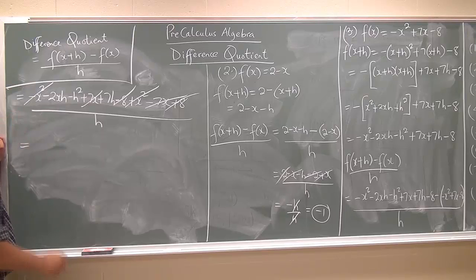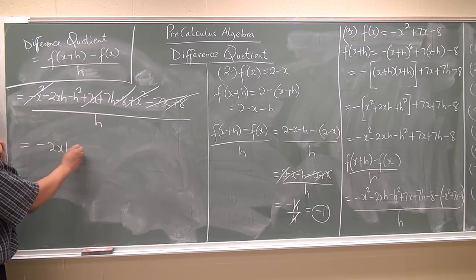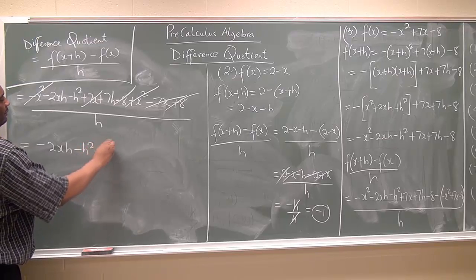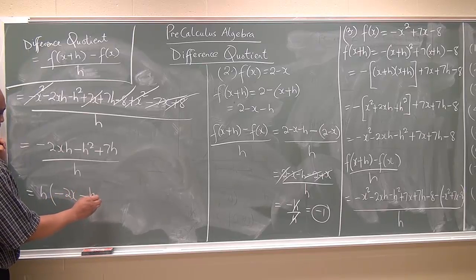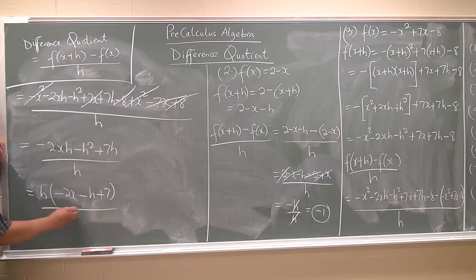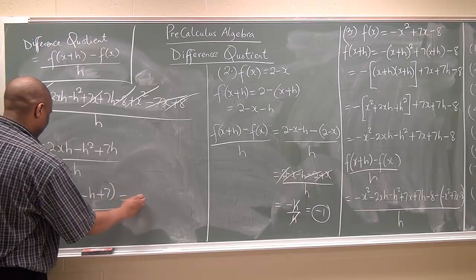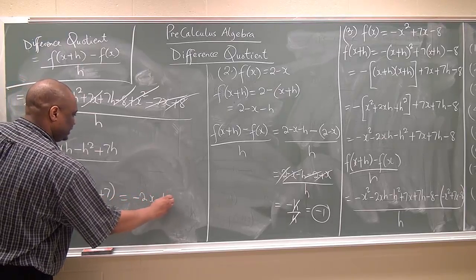What do I have now? Minus 2xh minus h squared plus 7h all over h. And that will give me, h is common. So h is the GCF. Factor by GCF. This will be negative 2x minus h, plus 7, all over h. So h divides h, and your answer becomes negative 2x minus h plus 7.